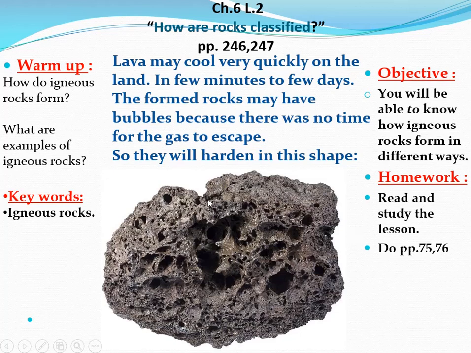So the shape of the igneous rock will look like a sponge, or it has some space inside it. That space is for the gas inside the lava, and the lava got hard without the gas escaping out of it. So the rock will look bubbly, like a sponge. Lava may cool very quickly on the land in a few minutes or even in a few days. The formed rocks may have bubbles because there was no time for the gas to escape, so they will harden in this shape.